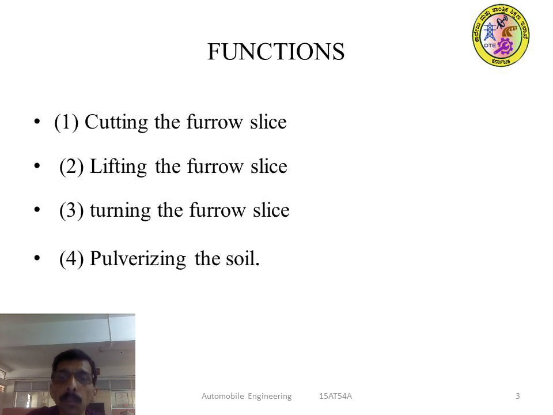The main functions of the moldboard plow are: first, cutting the furrow slice, so it cuts the soil. Second, lifting the furrow slice, so that you can place the soil from one place to another place. Third, turning the furrow slice. This is required for seeding, for the preparation of the seedbed, you have to turn the soil. Fourth, pulverize the soil. These are the four functions of the moldboard plow.